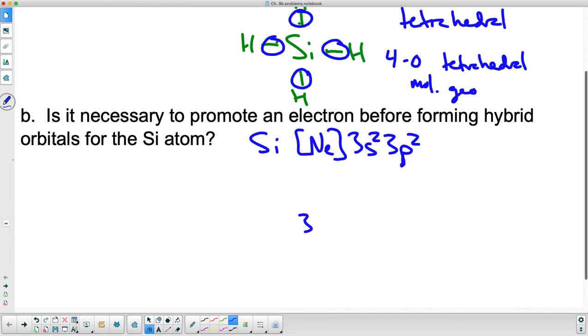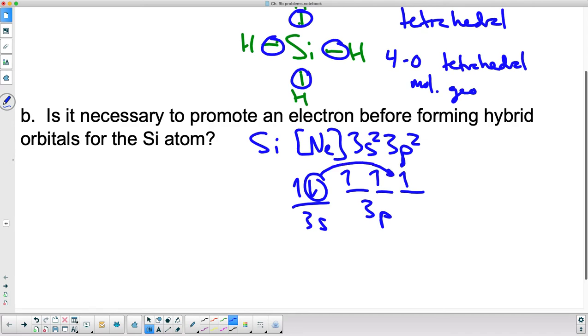That means that as far as 3s, I have one of these. There's my orbital for 3s. It looks like this. My 3p has 3 orbitals like this, and there's 2 in there. So what happens? One of these jumps up here like this. So now that we have 1 per orbital, silicon can now, instead of combining to form 2 bonds with 2 single electrons, form 3 if we hybridize the s and the p.